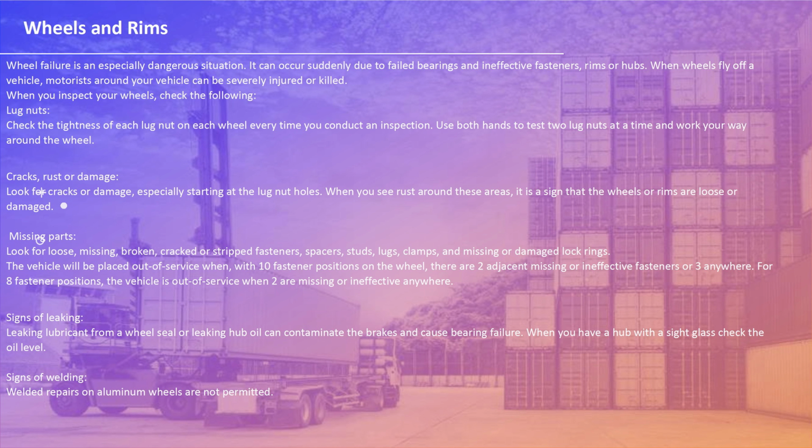Signs of leaking. Leaking lubricant from a wheel seal or leaking hub oil can contaminate the brakes and cause bearing failure. When you have a hub with a sight glass, check the oil level. Signs of welding. Welded repairs on aluminum wheels are not permitted.